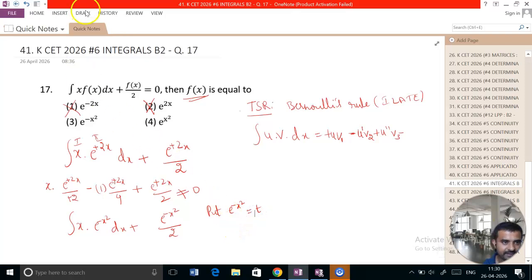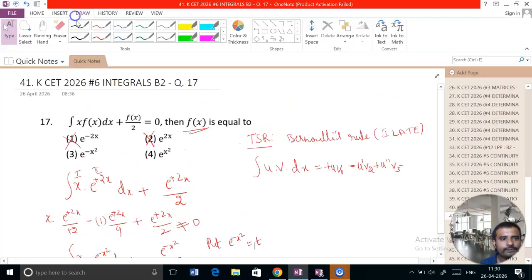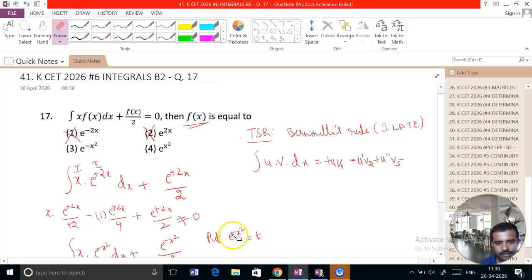Not e power minus x square, sorry. It's enough to consider x square is equal to t. So this implies 2x dx is equal to dt, and this implies x dx is equal to 1 by 2 dt.